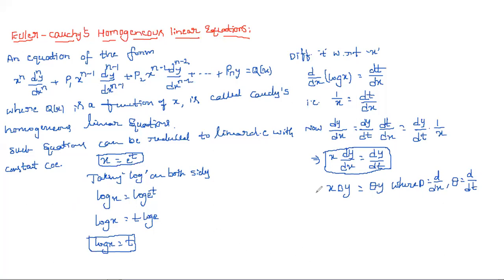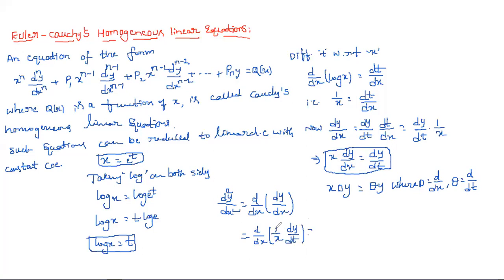In the same way, next you can calculate d square y by dx square. If you take d square y by dx square, what will we get? This is nothing but d by dx of dy by dx. And dy by dx, we got it here, is equal to 1 by x into dy by dt.